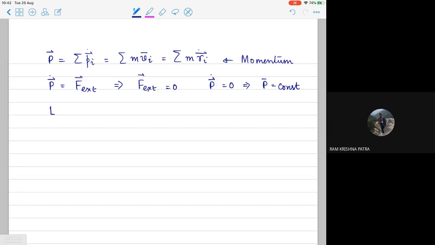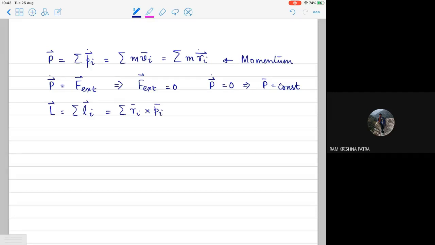Okay, what about angular momentum? For the same system of particles, if I try to write down the angular momentum, I would have written it like so, exactly following what I did earlier for the linear momentum. That would again be the summation of Ri cross Pi.